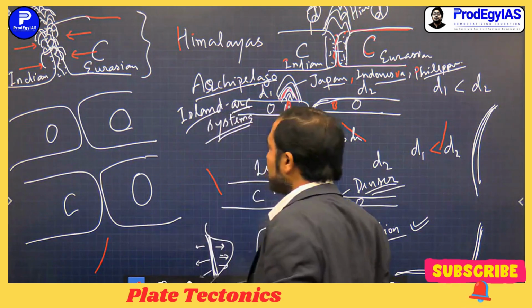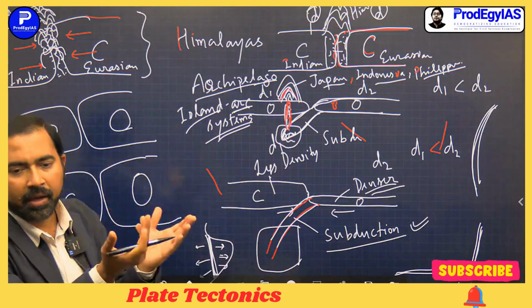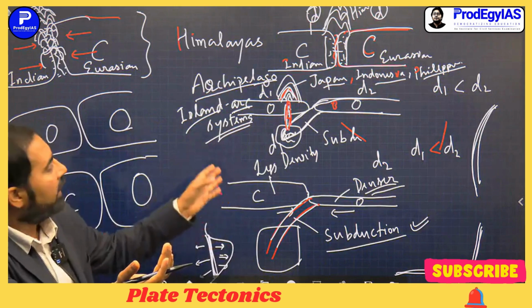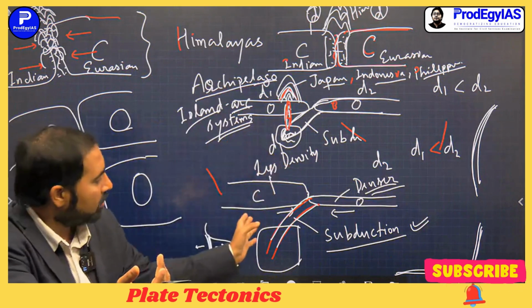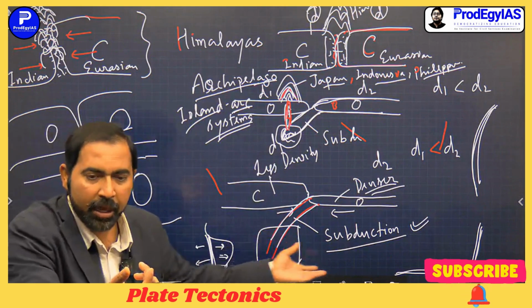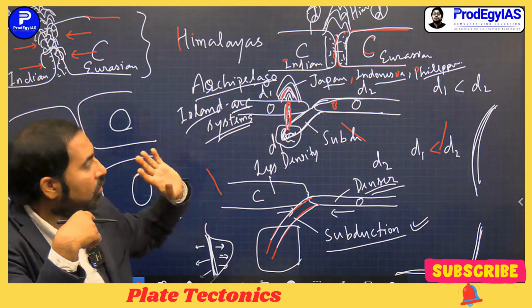A question could be asked: in what type of collision is an island arc system originated? There might be options like continental, oceanic, or continental-oceanic. Or they might also give divergence. So the correct answer will be oceanic and oceanic type of collision.